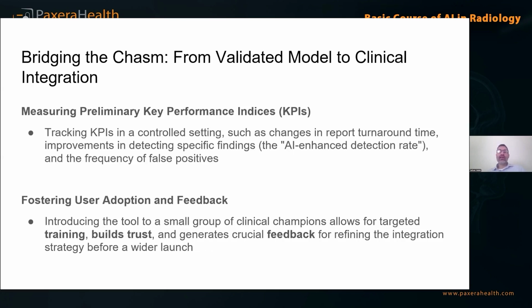Looking at KPIs, what are the KPIs? Is it reduced turnaround time? Is it the reduction of false positives and false negatives? Is it outcomes? Who's looking at whether or not AI is leading to better outcomes? So there are a lot of different key performance indices that need to be looked at with this. So it's not just about developing the algorithm. I think we sometimes stop and think, oh, we solved it, it's done. But there's a lot that goes around the development, the integration, the implementation, and also monitoring. So fostering user adoption and feedback.